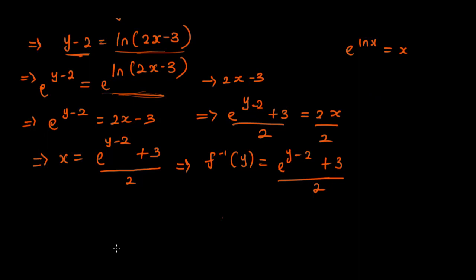And lastly, we're going to replace y with x. So this implies that we're going to replace y with x here, and I think that is all. So f inverse of x is equal to e to the power of x minus 2 plus 3 divided by 2. So this is your answer.